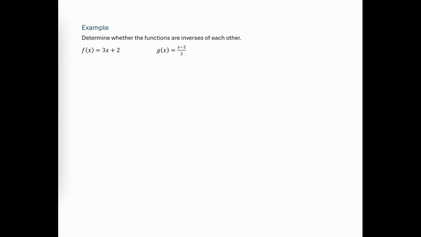So let's look at a quick example. We have two functions, and we're being asked to determine whether or not these functions are inverses of each other. Well, the algebraic test is that we need to compose the functions. If that composition simplifies down to being just x, we would say then yes, they are inverses. And as a reminder, we could compose them in either direction, and either way, they should simplify to being x.